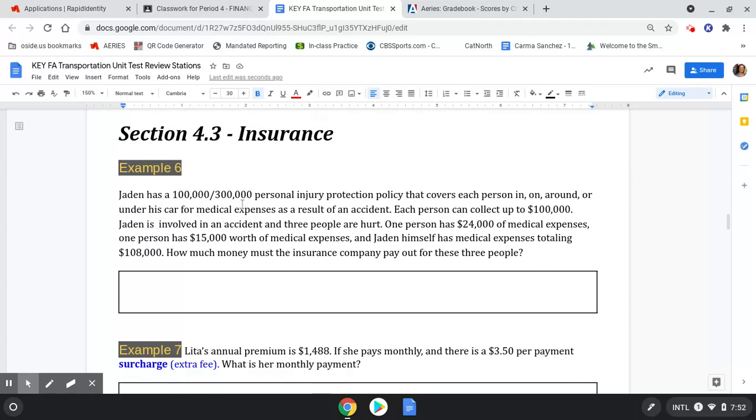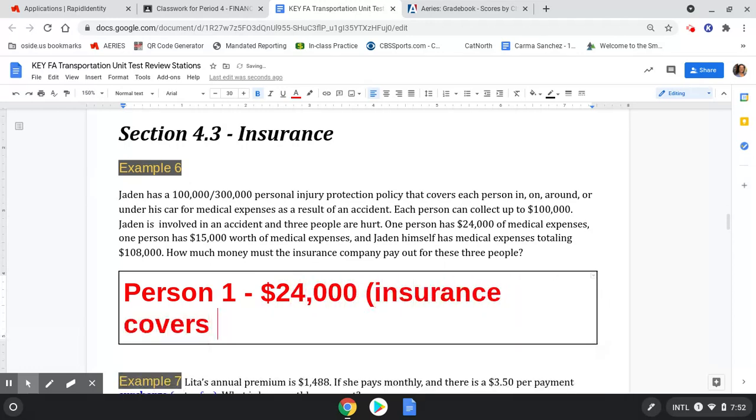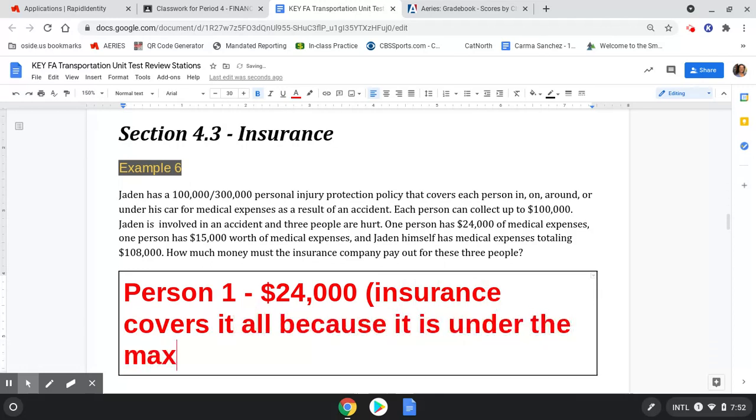So Jayden has a 100-300 policy. Covers each person individually up to 100,000 and up to a max of 300 for all the parties involved in one accident. So if person one has 24,000 in medical expenses, person two has 15,000, and then Jayden himself has medical expenses of 108, how much money will the insurance pay? So person one, the insurance is going to cover the entire 24,000. Insurance covers it all because it is under the max limit of 100,000 per person.